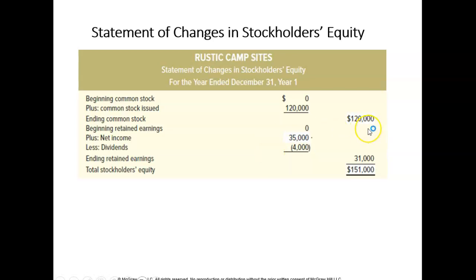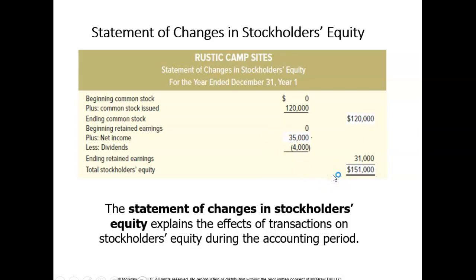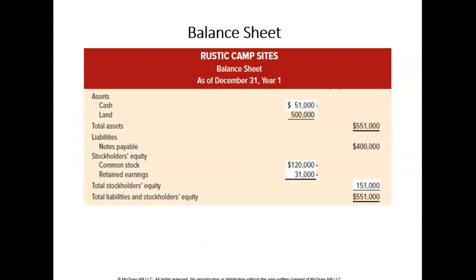So you have the $120,000 in common stock, $35,000 in net income, less dividends. So at the end of the year, our total stockholder equity will equal $151,000. So our equity went from zero at the beginning of the year. At the end of the year, total equity is $151,000.